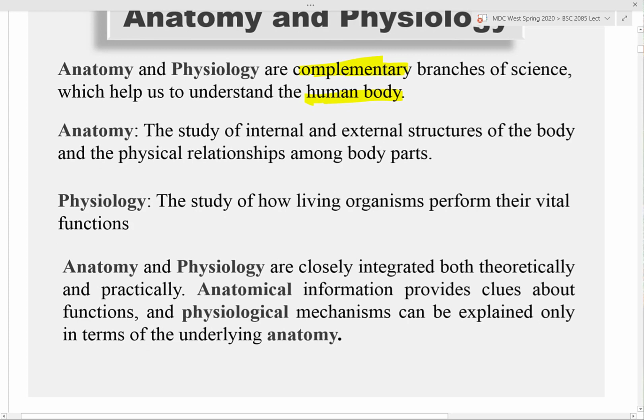So, anatomy is the study of internal and even external structures. Physiology is how everything gets performed, and the functions of each one, so how everything gets interrelated. You have to understand that there is no functional anatomy if there's no physiology behind it, okay?